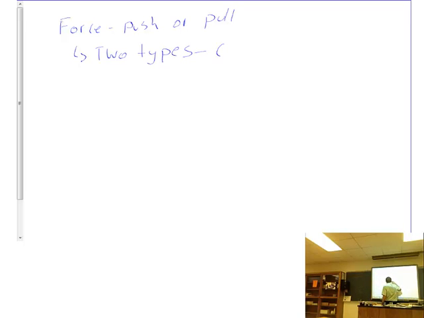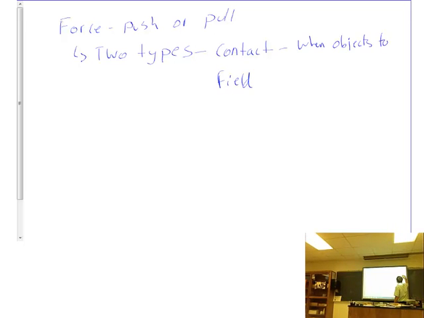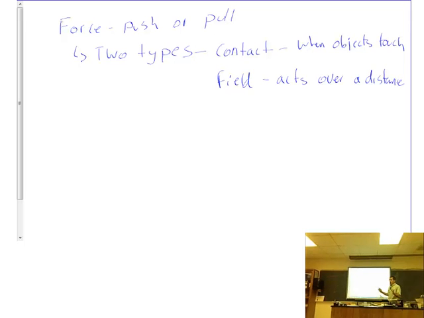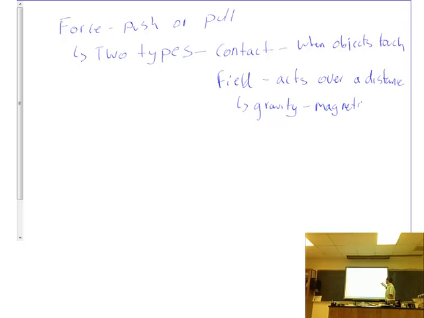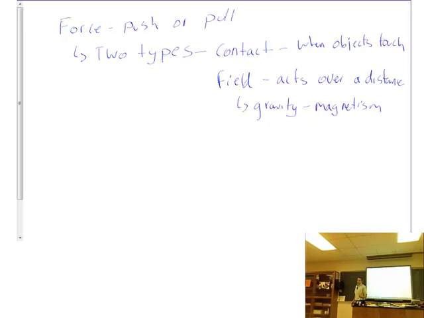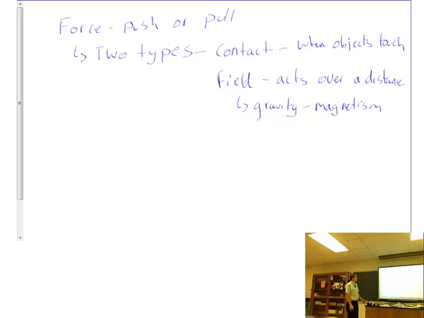Okay? And these two types are contact and field. Okay? And this is when objects touch. And this acts over a distance. Okay. And you cannot exert a field force, at least not a big enough one to change anything. Okay. So some things that are field forces, gravity is a field force. Magnetism is a field force. With magnetism goes electricity, which static electricity creates an electric field, which can exert a force on charged particles, so it's a field force. Okay.